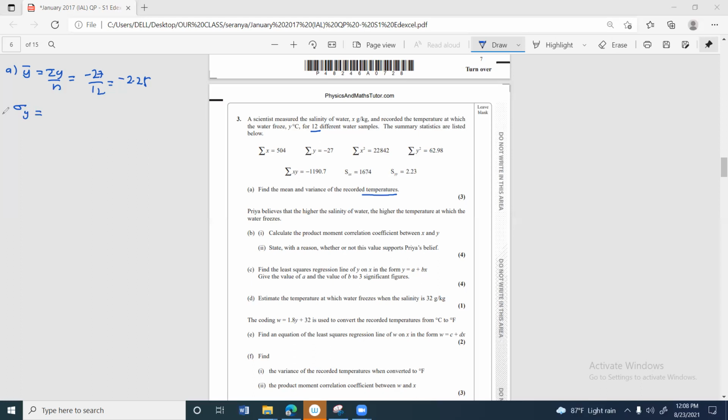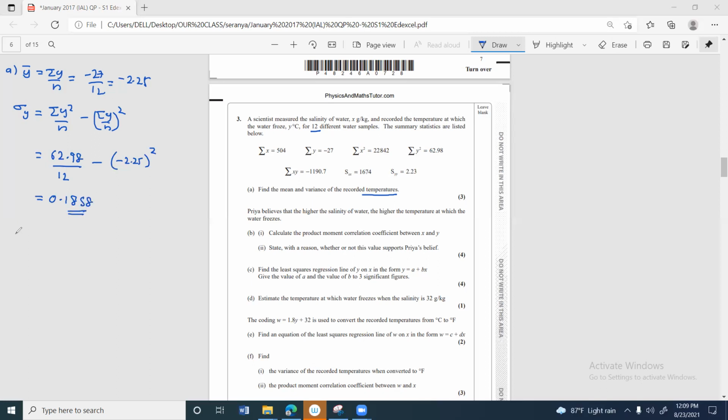Right, that's it. Then the sum is sigma Y. So you can say sigma Y squared over N minus sigma Y divided by N, whole thing squared. Then summation of Y squared is given over here: 62.98 divided by 12 samples, minus minus 2.25 whole thing squared, because summation Y divided by N was already found from here. If you do this, you get the answer 0.1858.